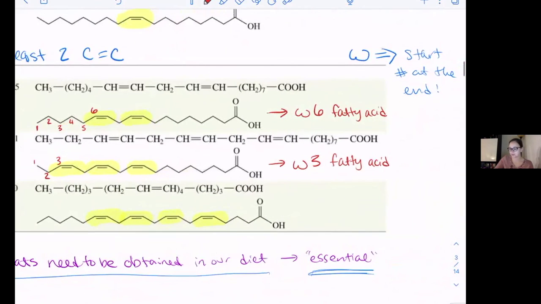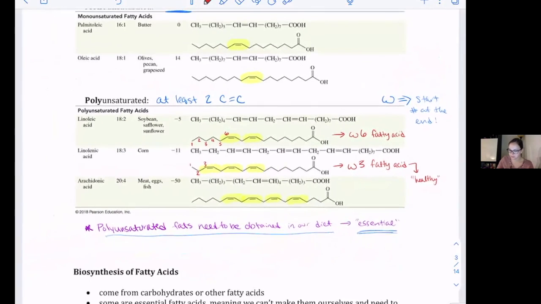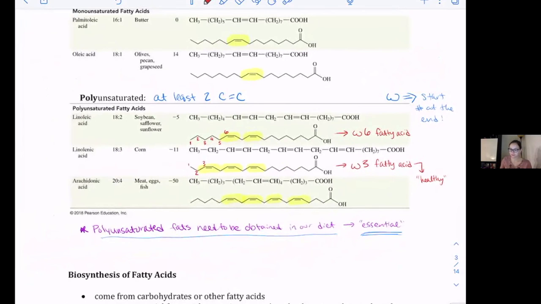Omega-3 fatty acids are supposedly the really healthy ones. Why exactly, I did not read into, but yeah, so you can see all of these different fatty acids. We can determine what kind of omega fatty acid a polyunsaturated fatty acid is.